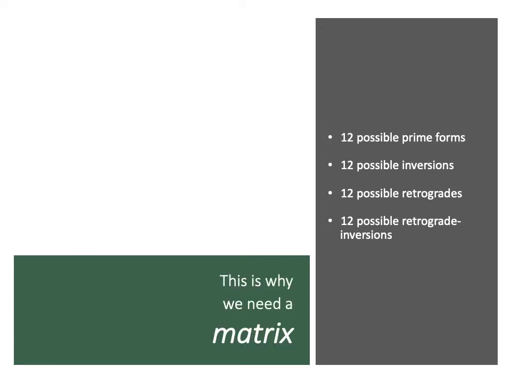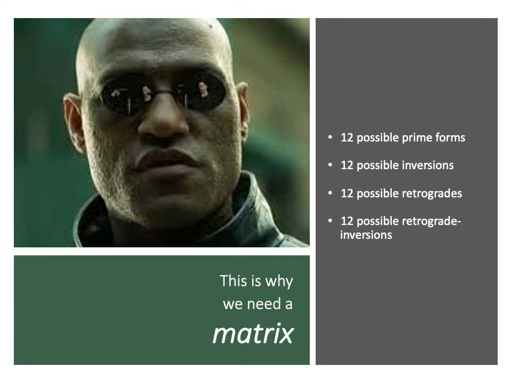A matrix is useful. Want to know why a matrix is useful? A matrix is useful because when you're using a matrix, it shows you all of the possible prime forms and all of the possible retrograde forms and all of the possible inversion forms and all of the possible retrograde inversion forms in a nice, easy grid.